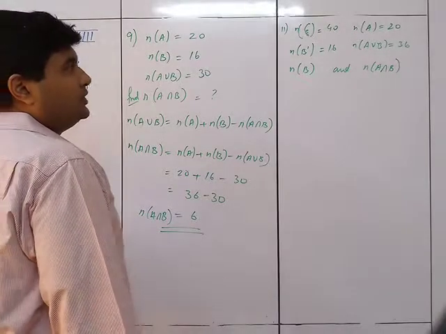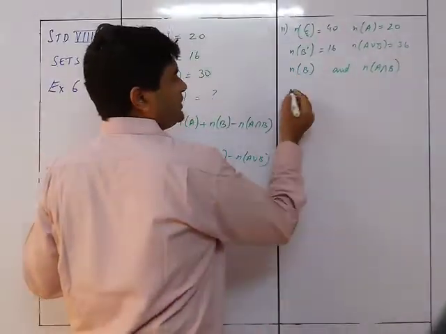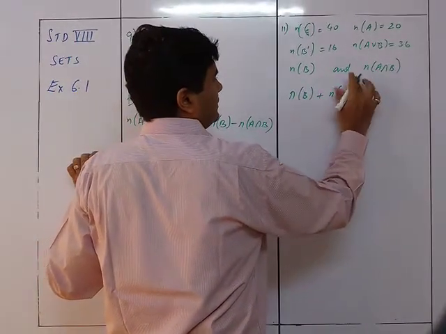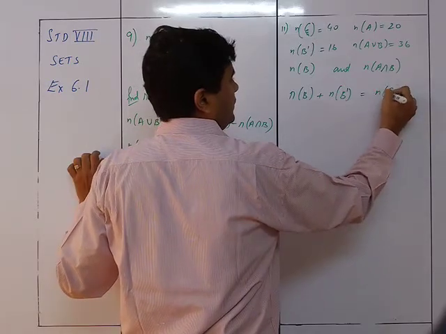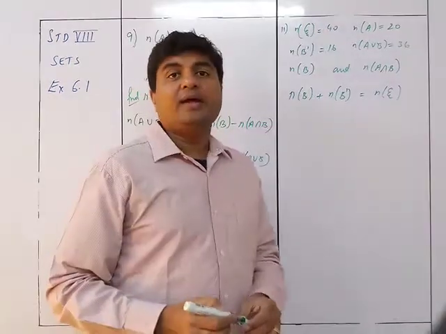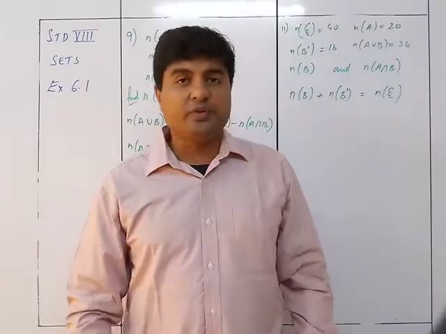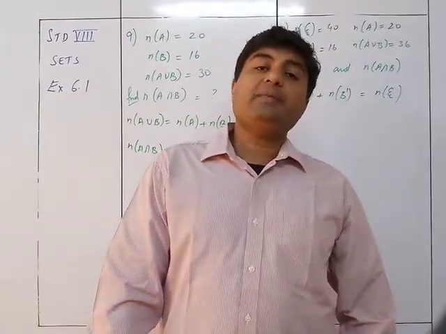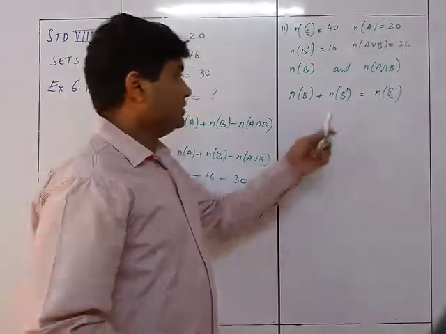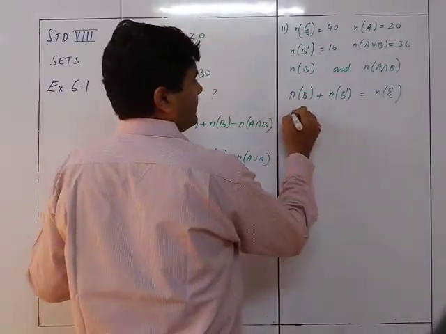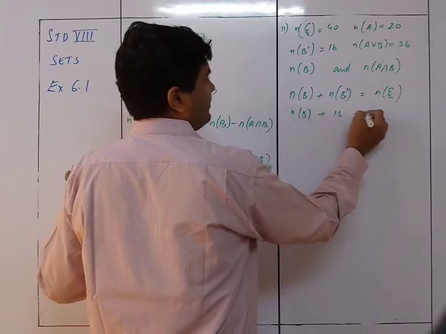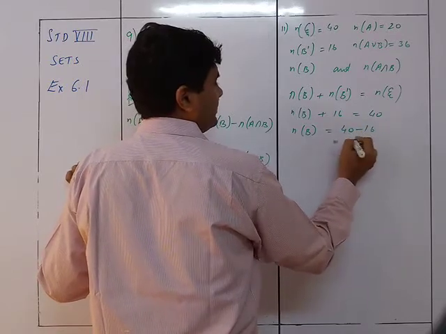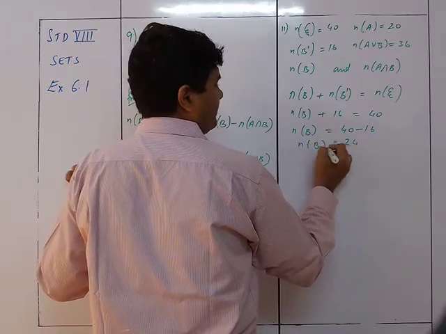So first is this one. For this we will use the formula that n(B) plus n(B dash) is equal to n of the universal set. It's always going to be this way, that a set and its complement give you the universal set. So n(A) plus n(A dash), or n(B) plus n(B dash), will give me the universal set. So n(B) plus 16 is equal to 40. So n(B) is equal to 40 minus 16, which is 24.